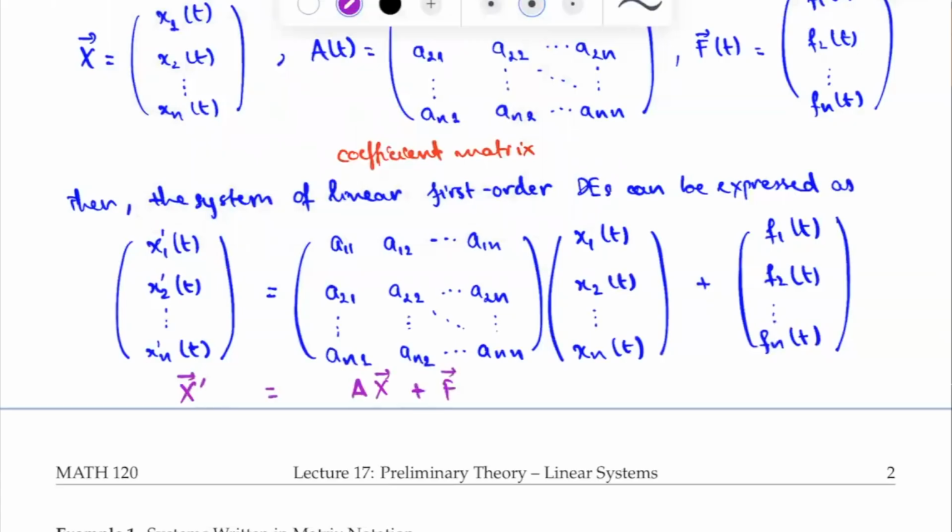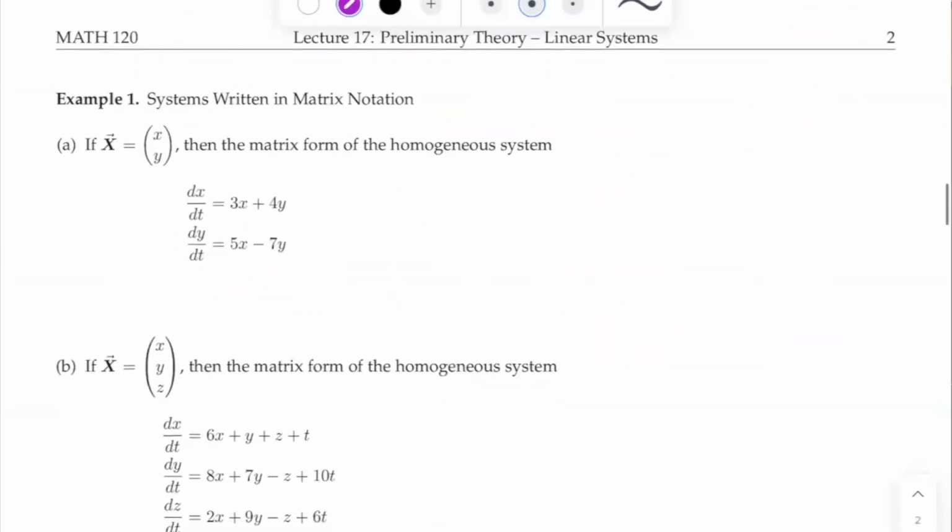So again, capital A is the coefficient matrix, capital F is the external force or the forcing term. If capital F is different from 0, then this system is a non-homogeneous system. If capital F is equal to 0, then you have a homogeneous system. We're going to move on to example 1.